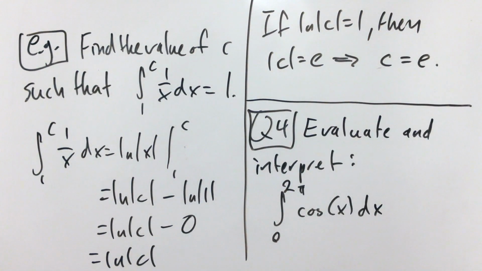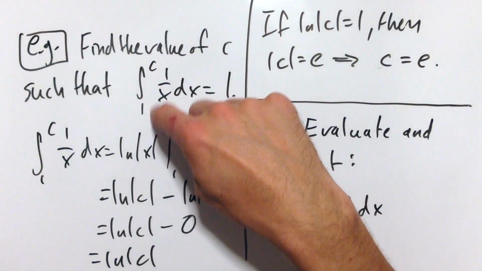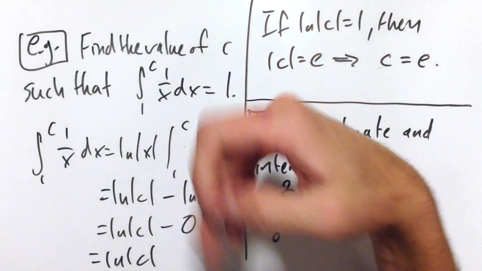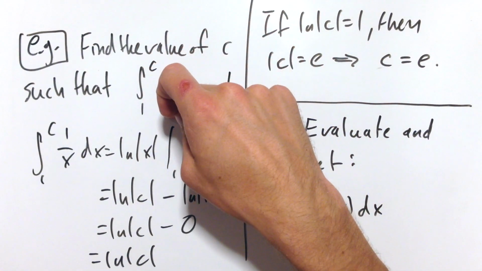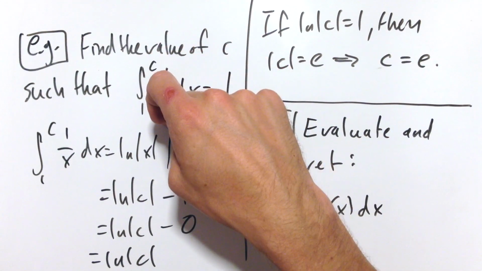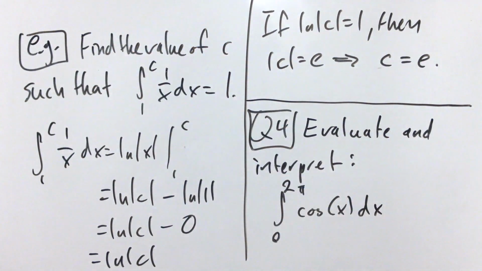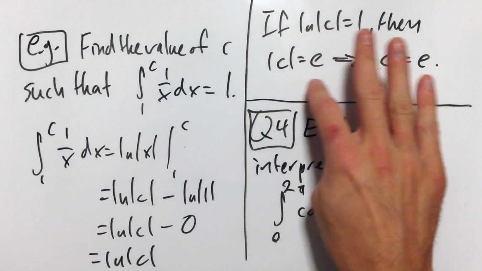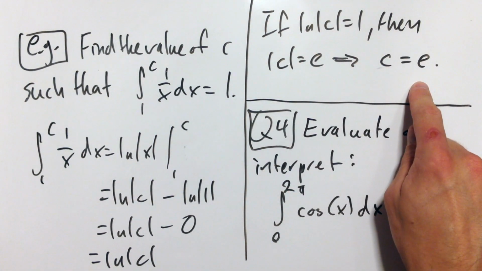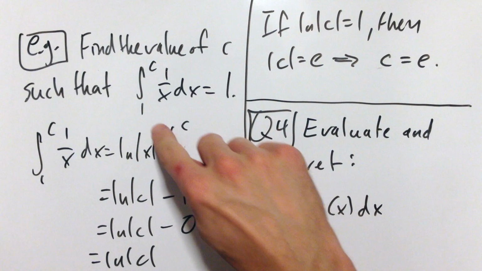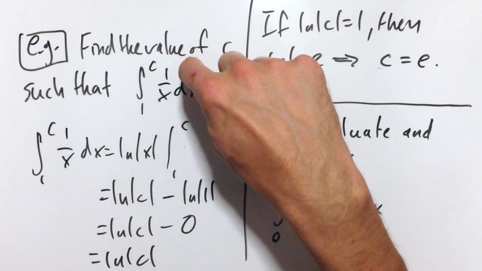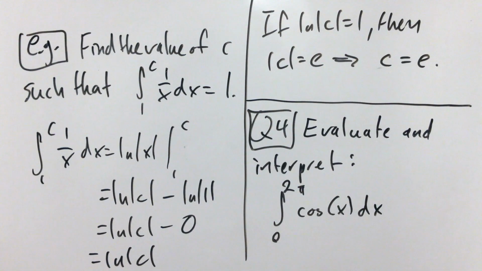And since this only makes sense if c is positive, you can't take this integral for negative c. Yes, we are allowed to have a smaller limit of integration up top. However, we wouldn't be able to integrate because 1 over x is undefined at 0, so our interval can't contain 0. So if the absolute value of c is equal to e, then c must be e. So e can actually be defined as the value such that the integral from 1 to e of 1 over x dx is equal to 1. Okay.